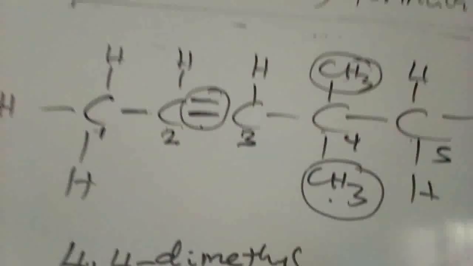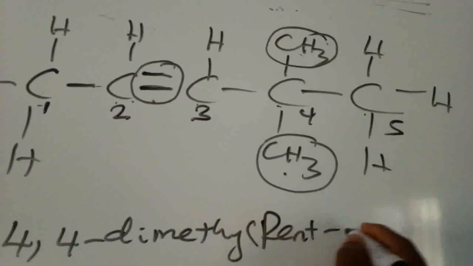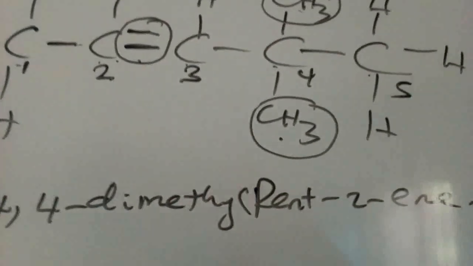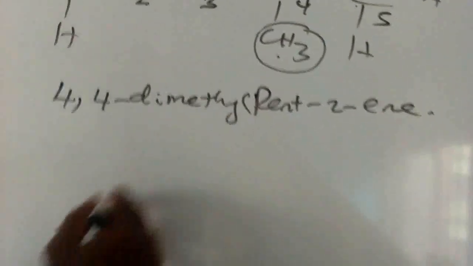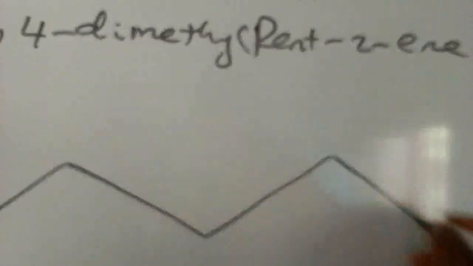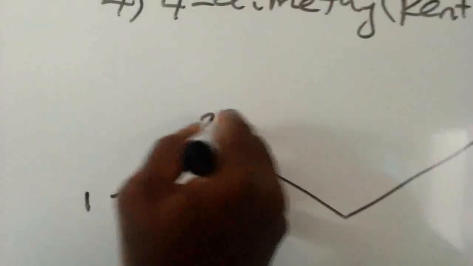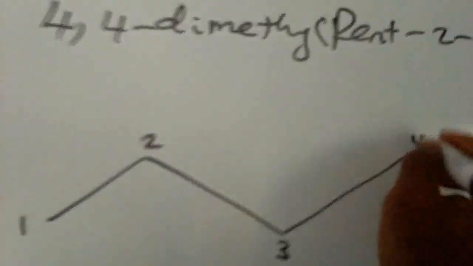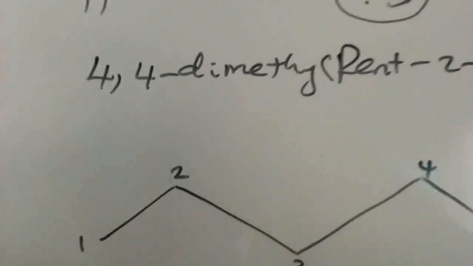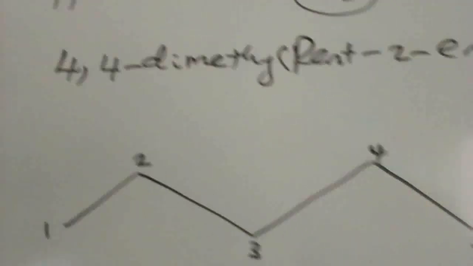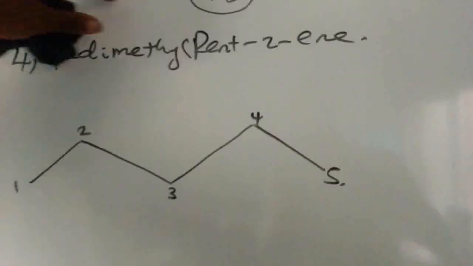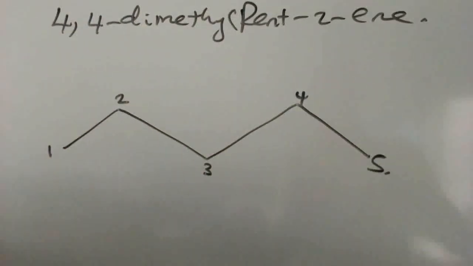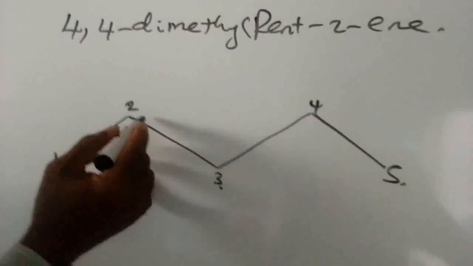4,4-dimethyl-pent-2-ene. To draw the structure of this compound, I'm going to draw a skeleton for 5 carbon atoms. We have 1, 2, 3, 4, and 5. But what I've drawn here is pentane because of the single bond. To make it pentene, the double bond lies between carbon number 2 and 3. So this is 2 and 3. I put a double bond here.